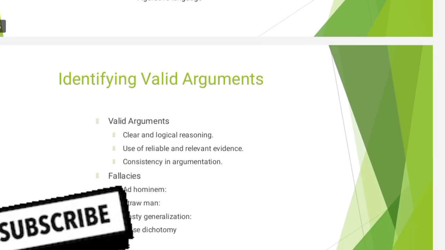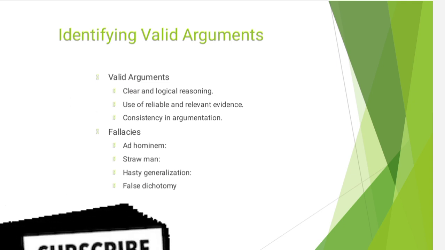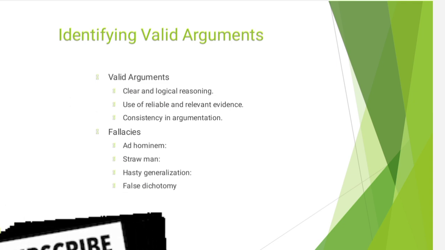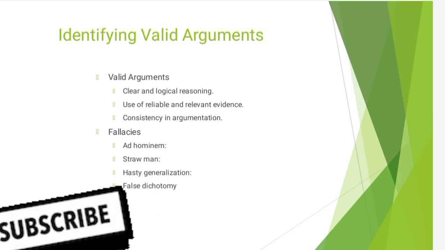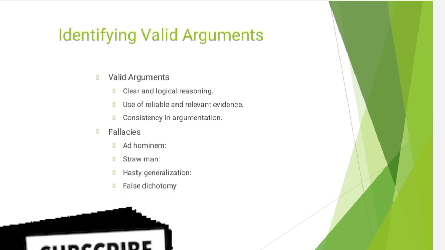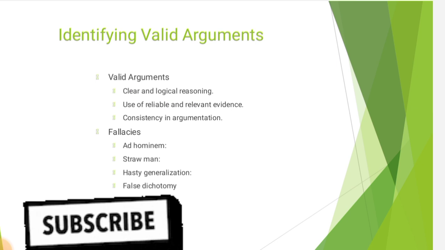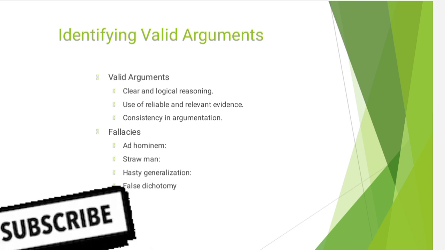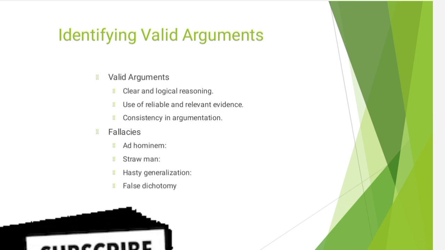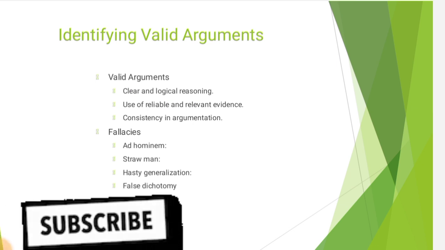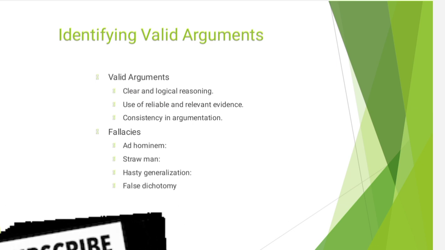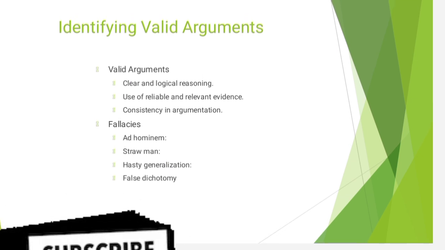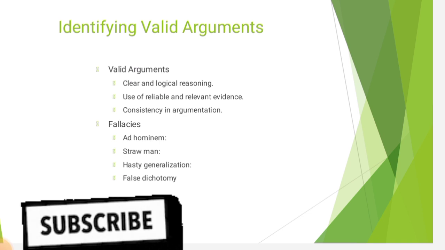And the next one, identifying valid arguments. Here, evaluating valid arguments is essential for critical reading. Valid arguments are explanations that are logically sound and supported by evidence. They provide features like clear logical reasoning, use of reliable and relevant evidence, and consistency in argumentation. Then there are also fallacies, flaws in reasoning that weaken an argument.